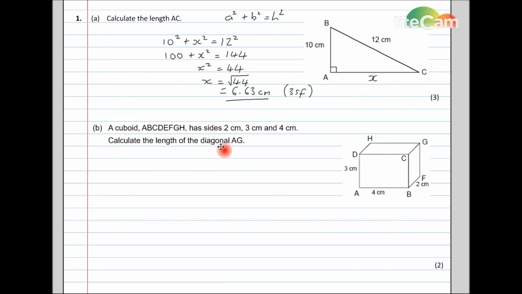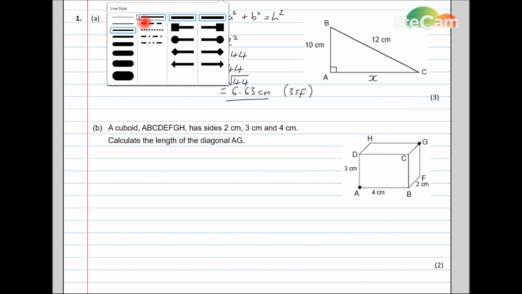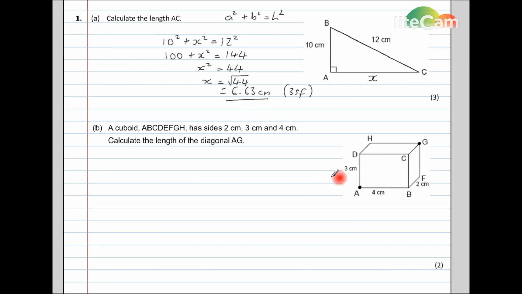Part B says a cuboid has side 2 centimetres, 3 centimetres and 4 centimetres. Calculate the length of diagonal AG. Okay, so let's find out where AG is first. That's going from here all the way up to here. Okay, so it's the longest diagonal in the cuboid. Okay, so we can extend Pythagoras from what we did in part A to 3 dimensions, and we can say that this side squared plus this side squared plus this side squared will equal this whole length squared.